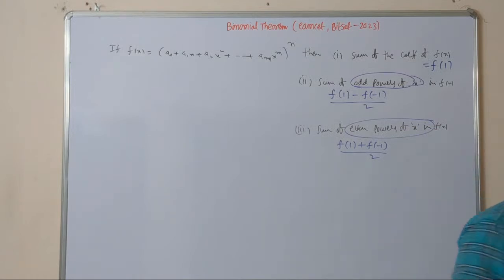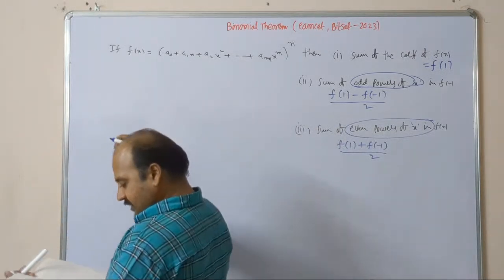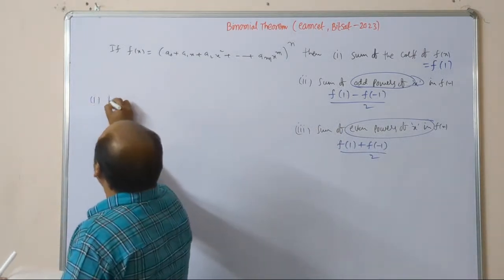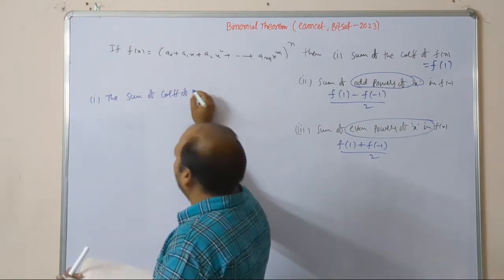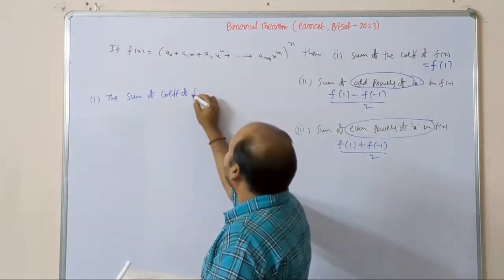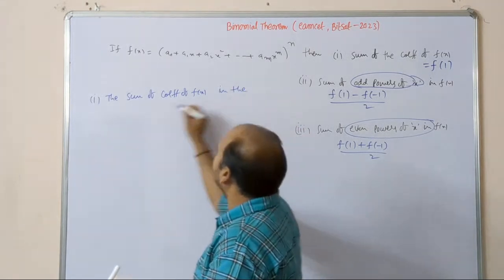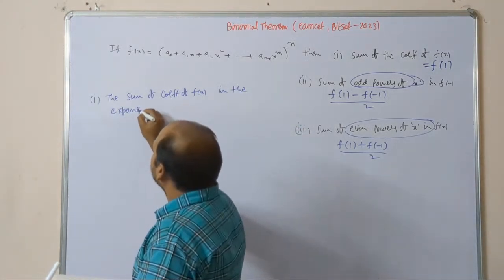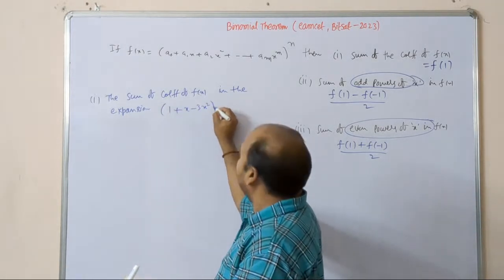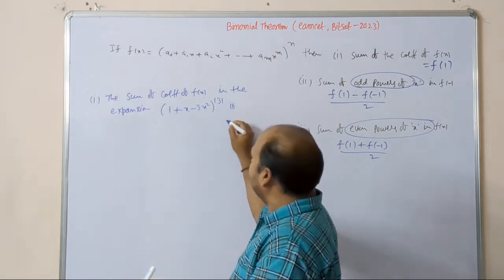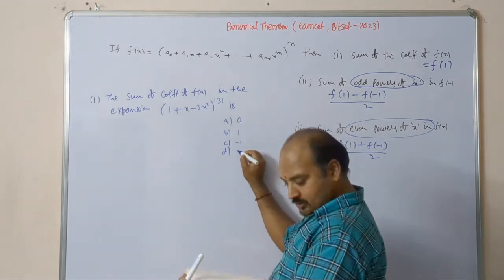Let us have a discussion on the questions based on this. The first question is the sum of the coefficients of f of x in the expansion (1 plus x minus 3x squared) whole power 131. Options: 0, 1, minus 1, 2.